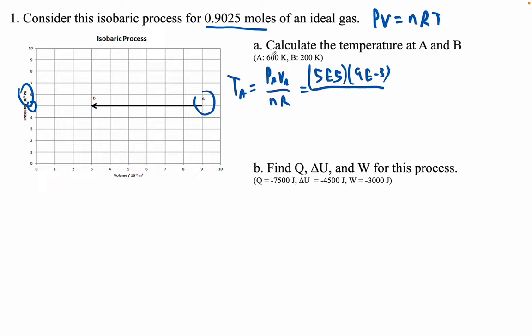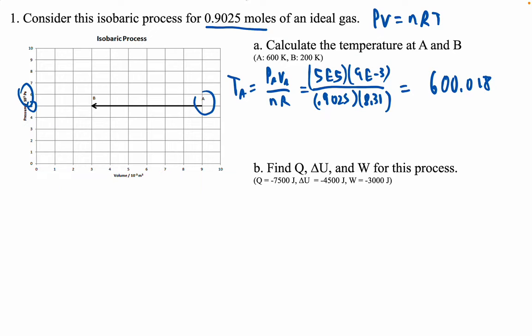Number of moles is a suspiciously exact number there, right? 0.9025, and then 8.31. Okay, let's do this. 5E5. Did I get that right? I did. Times 9E minus 3 divided by 0.9025 divided by 8.31. And I get 600.018.